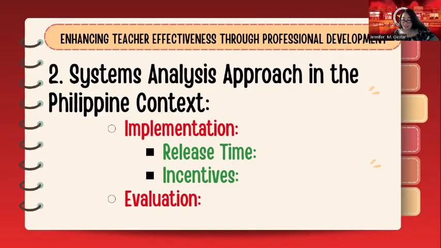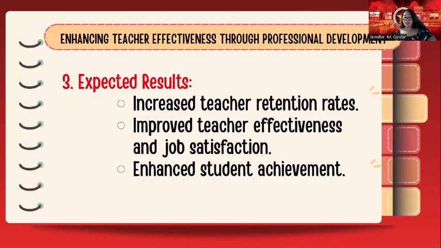Then let's have evaluation, assessing the impact of professional development programs on teachers' effectiveness and student outcomes through classroom observations, student surveys, and performance data. From the previous analysis, we start from data gathering, then looking into the designing of programs, projects, activities or interventions, implementation, and at the end, there's always the evaluation and the feedback mechanism for the improvement of the process. And for the expected results, there would be increased teacher retention rates, improved teacher effectiveness and job satisfaction, and enhanced student achievement.